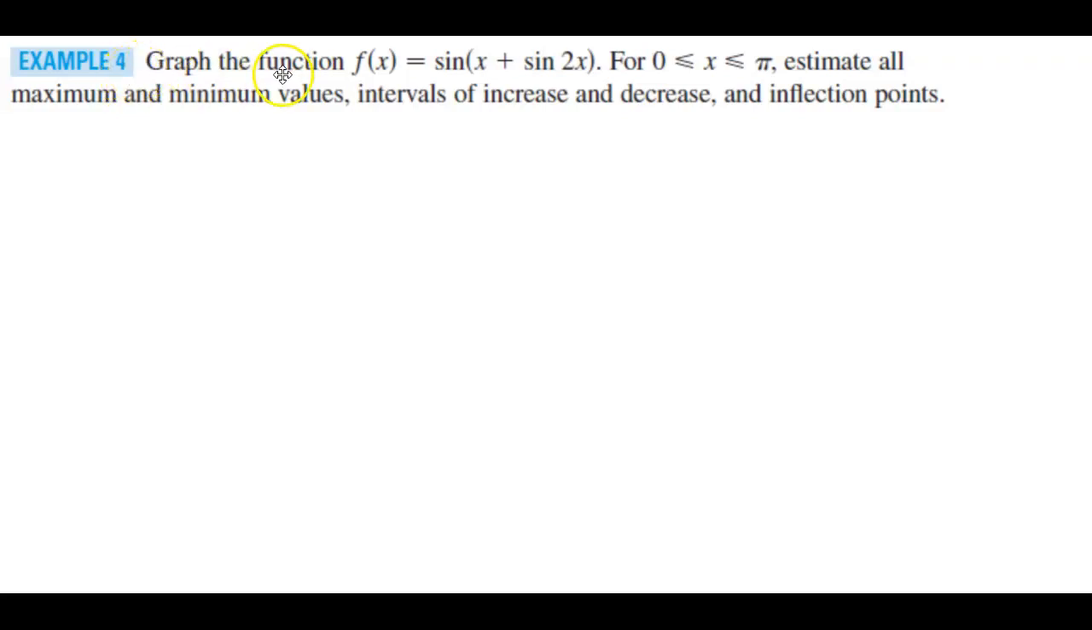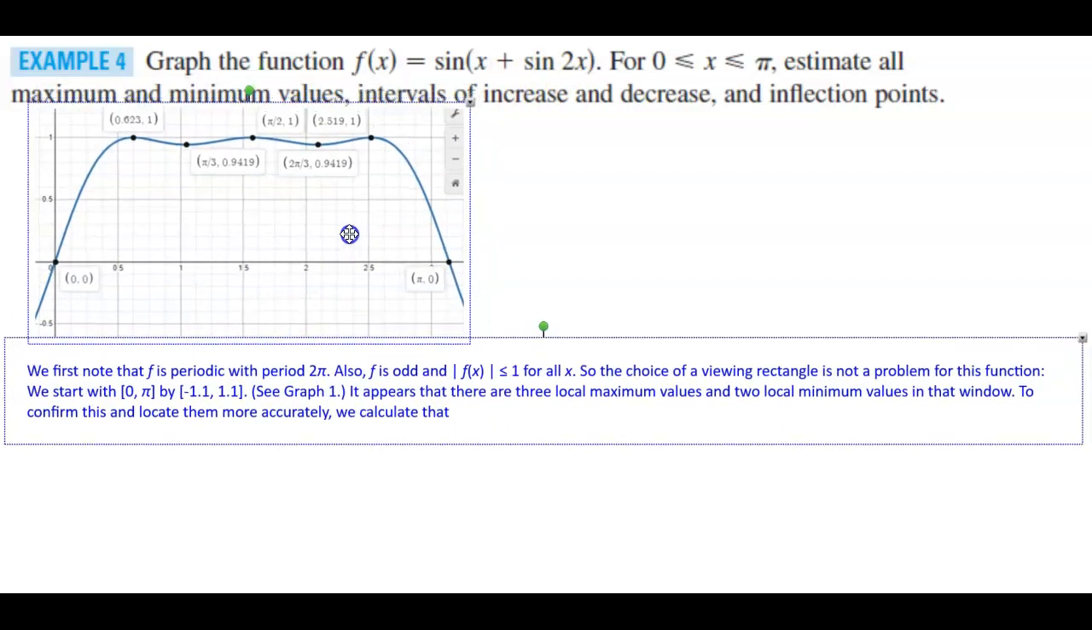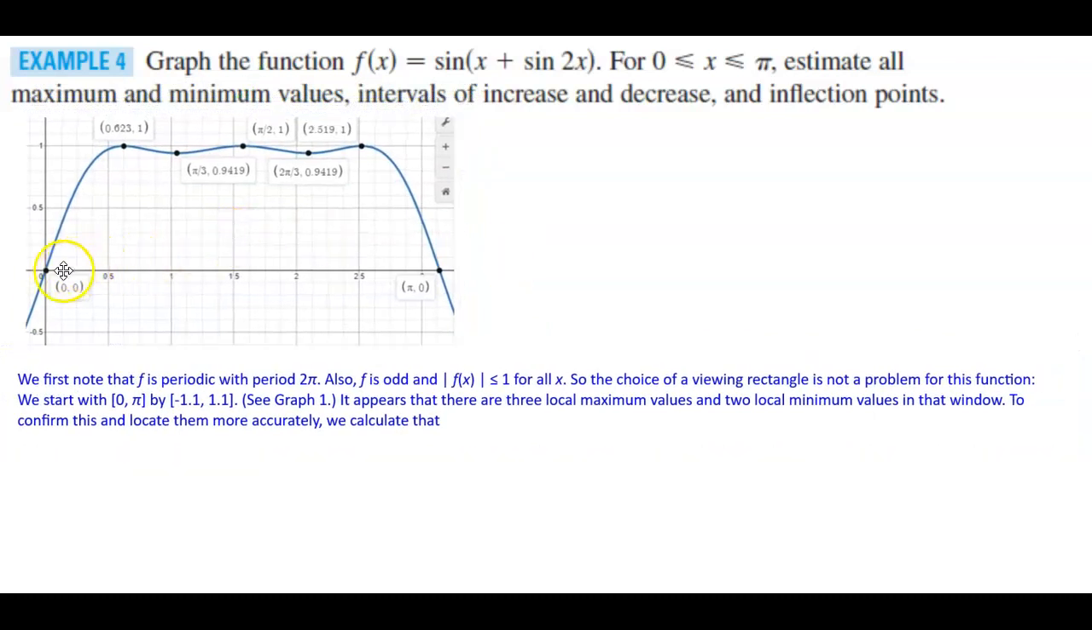Example 4, graph the function f of x, which is equal to the sine of x plus the sine of 2x for when x is in between 0 and pi. And we're going to estimate all the maximum and minimum values, intervals of increase and decrease, and inflection points. So if we graph this on Desmos, okay, so here is our function going from 0 to pi.